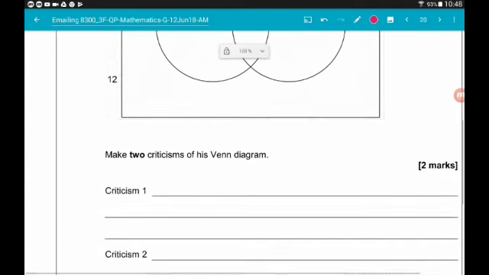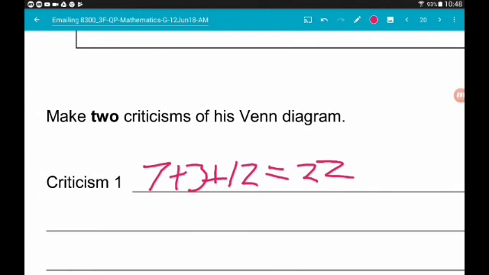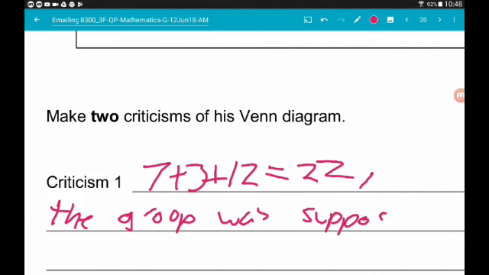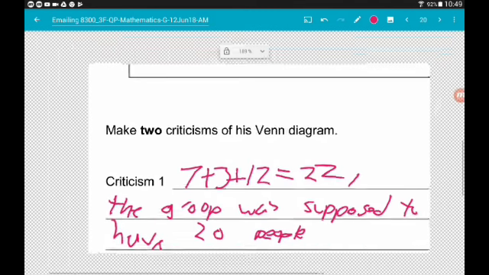So 7 add 3 add 12 is 22. We were told the group was supposed to have 20 people. Okay, so that would do for 1.